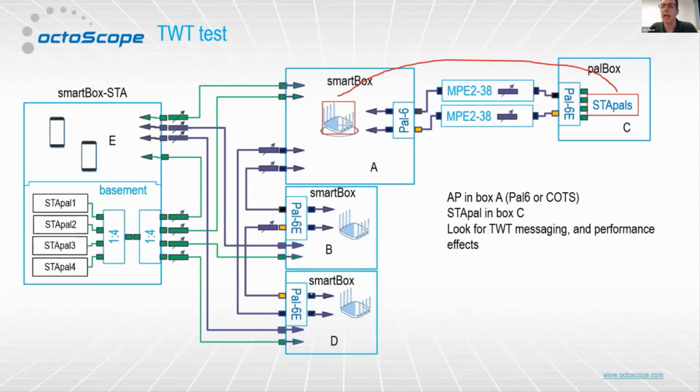So we have a Linux-based StayPal there we're using as a sniffer, and a Windows-based station will be our TWT client. And we'll be running traffic from an Ethernet interface in box A through the AP located there.